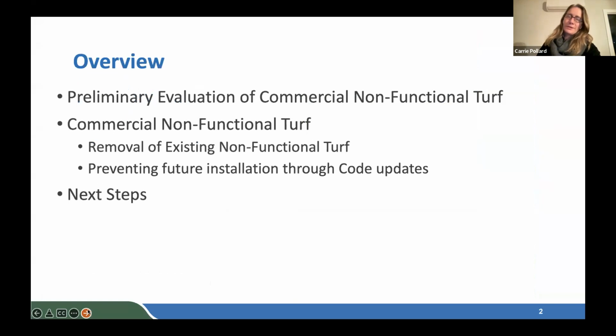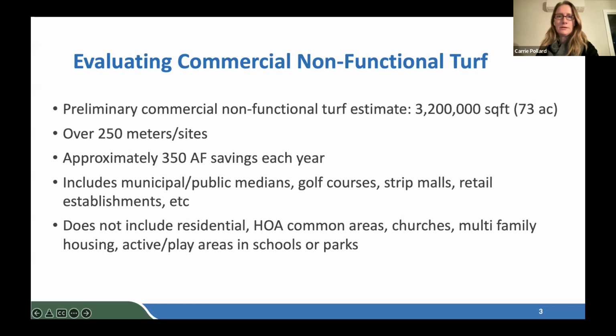We're going to start with an overview, looking at our preliminary evaluation of the amount of non-functional turf in the service area, then look at removal of existing commercial non-functional turf, and also some actions that could be taken to prevent future installations, which would be done through code updates. Evaluating the commercial non-functional turf, we found that we have 3.2 million square feet within the district. That's about 73 acres. These are located on about 250 meters, which roughly equates to the number of sites as well. The water savings is estimated to be about 350 acre-feet per year.